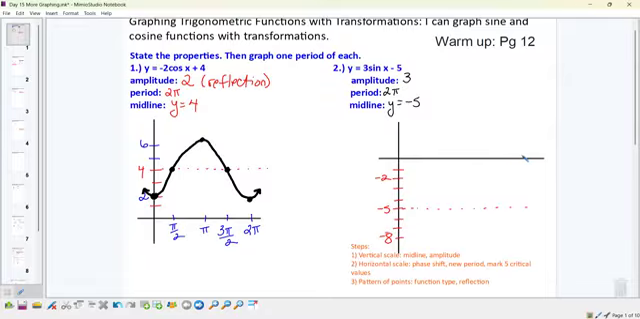Our horizontal scale is again going to be the quadrantals. And our pattern of points is a sine, so that starts midline, maximum, midline, minimum, midline. And there's our sine graph.